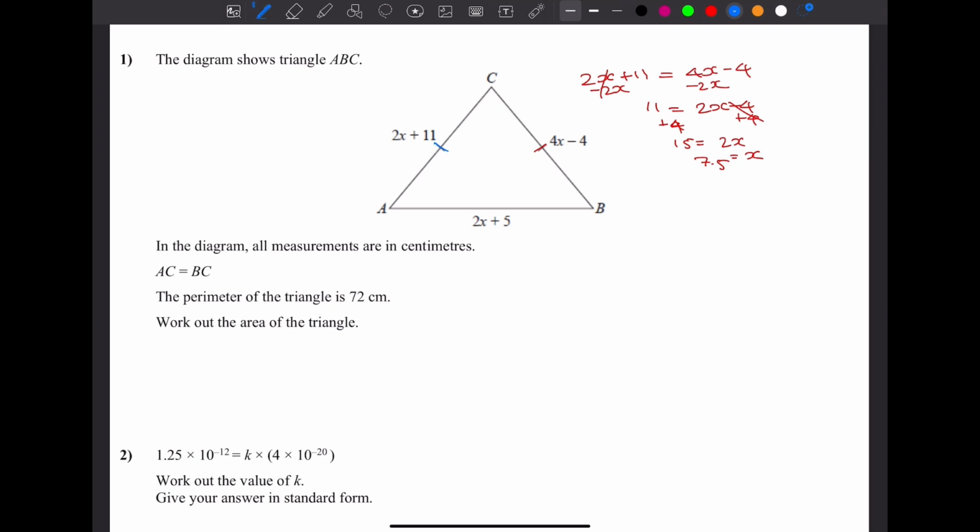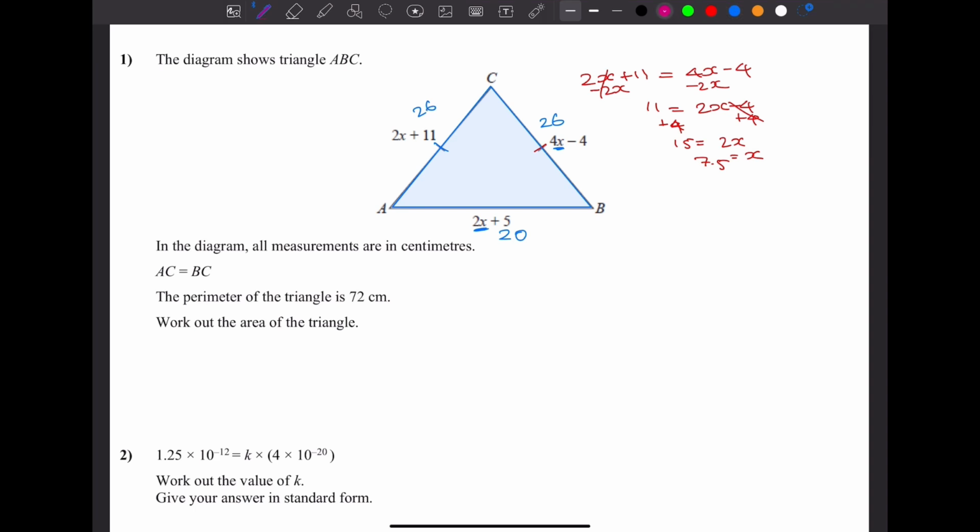So if x is 7.5, I can input it over here. 2 times 7.5 is 15, plus 5 is 20. That one is a 20. Then 4 times 7.5, that's a 30, and 30 minus 4 is 26. So that's 26. And because it's an isosceles triangle, I know that that's also 26.